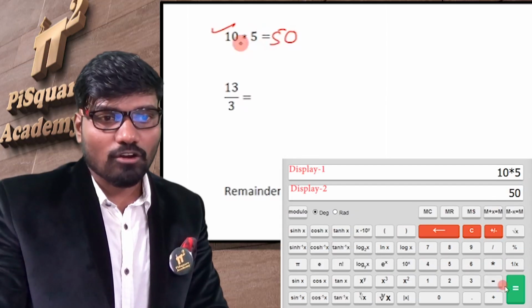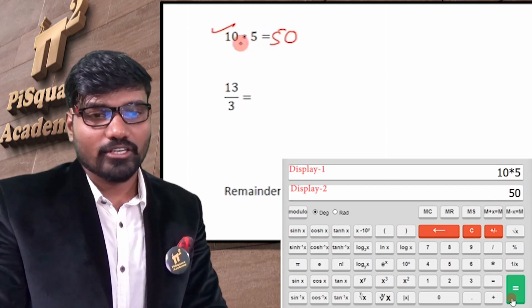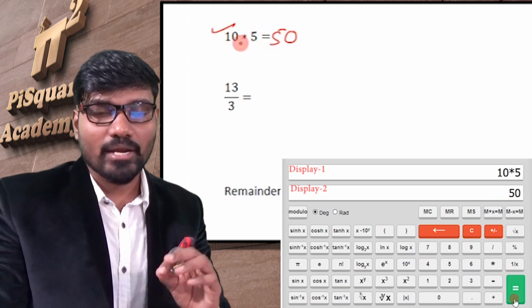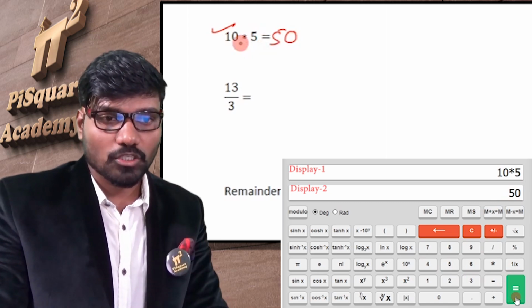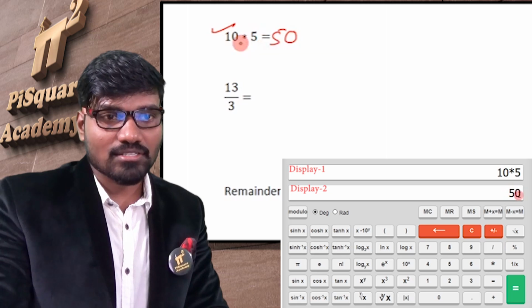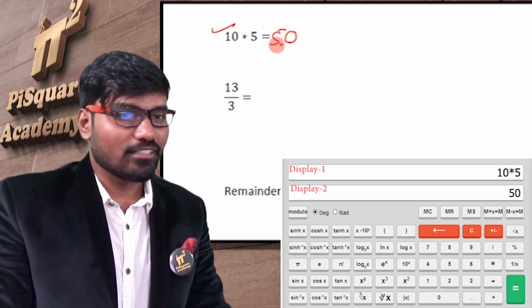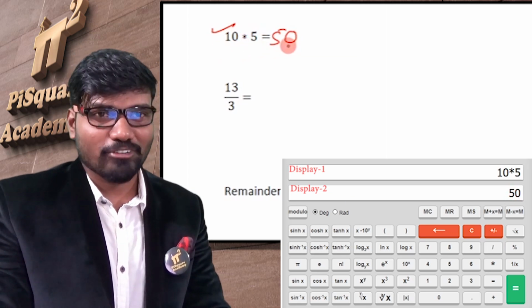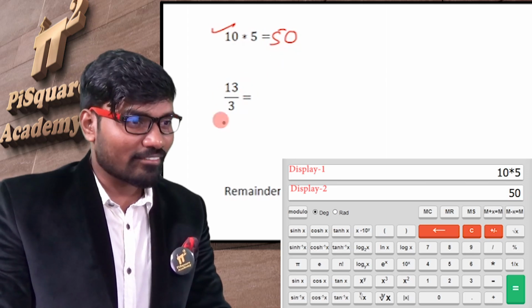For the final result, always double click this equal to. Okay, you can click this equal to any number of times, minimum twice. So the final answer is 50. See here, we got 50, calculator also giving 50. So the calculator is working fine. Okay, now 13 by 3.